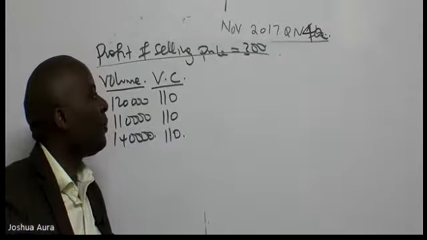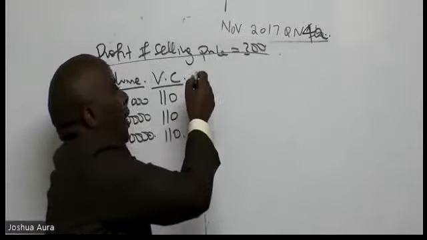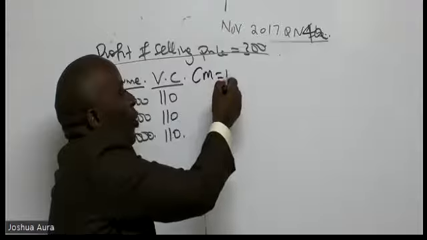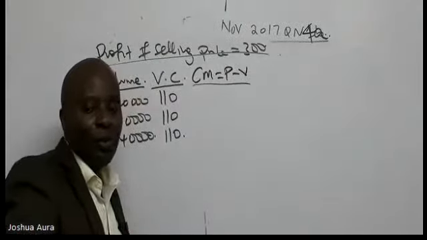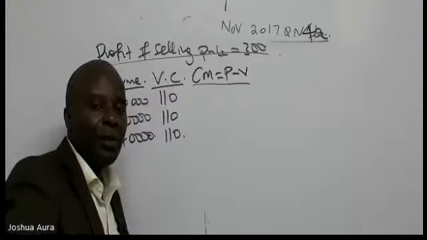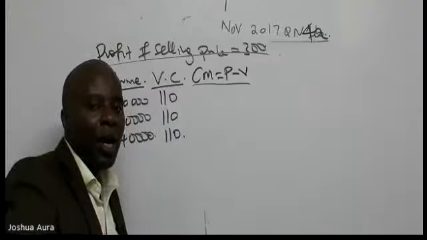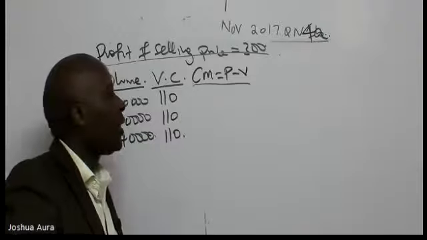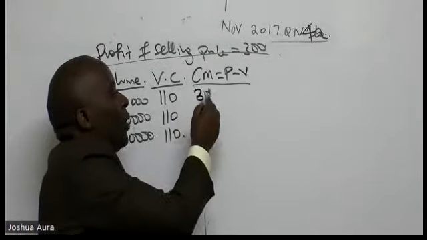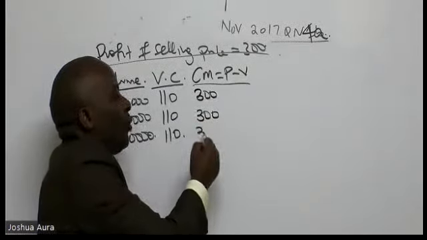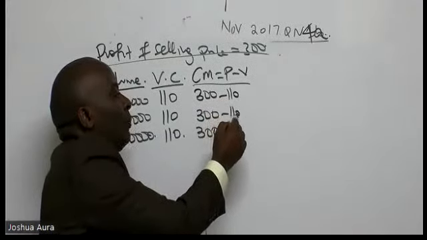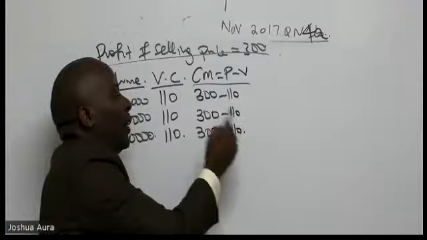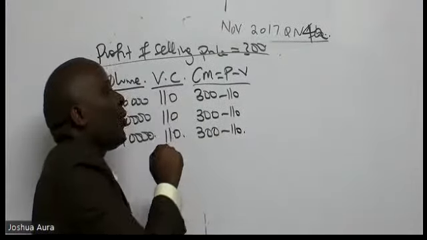So then, ladies and gentlemen, could you kindly create a column here for contribution margin? Remember, we are bright students. We know that contribution margin is selling price minus variable cost. In this case, the selling price for this table is 300, minus the variable cost like that.